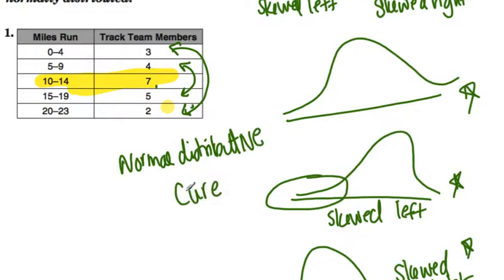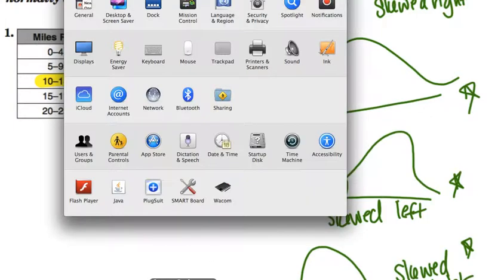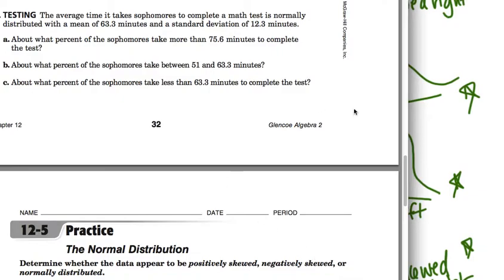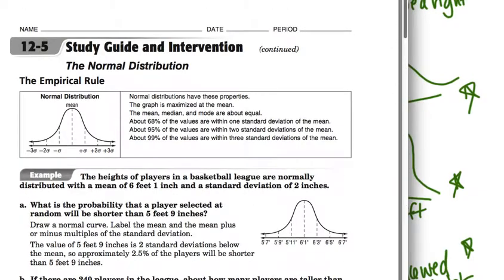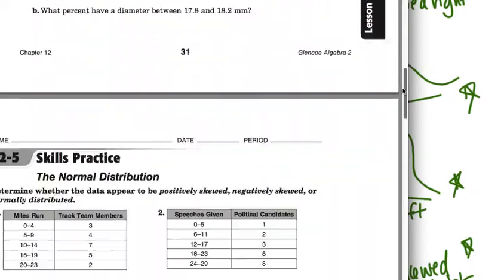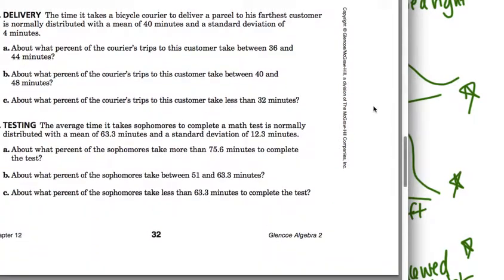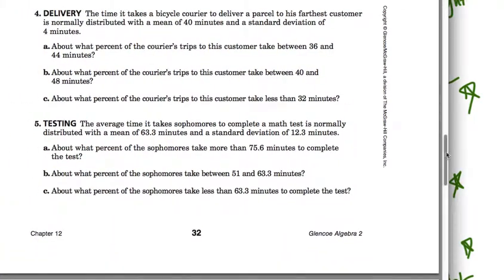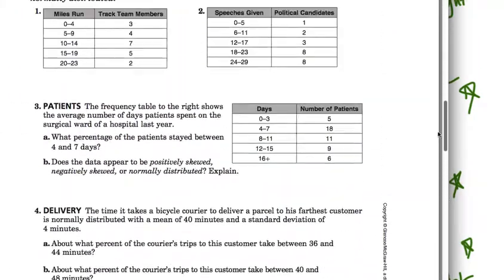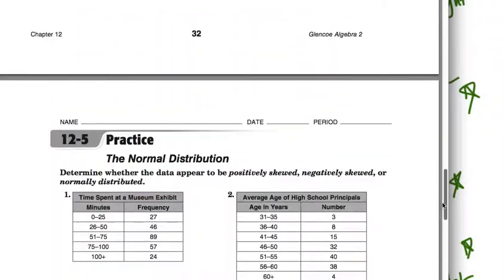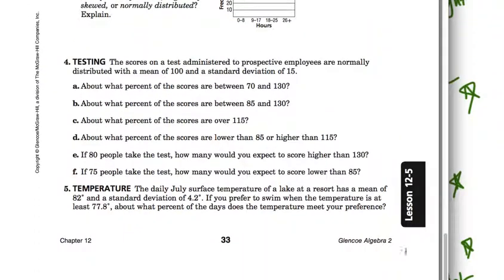Normally distributed curve. All right. So for your homework, you're going to complete this entire worksheet that I sent Friday. 1 through 2, 1 through 5, and then 1 through 5 again. So I need you to do all those worksheets from Friday, and I will also send you an additional worksheet. Email me if you have questions.